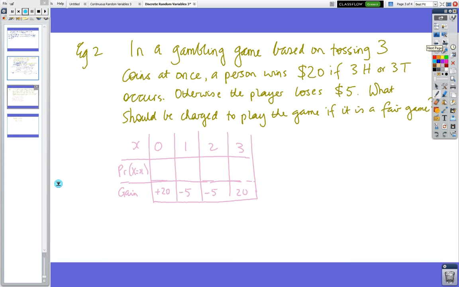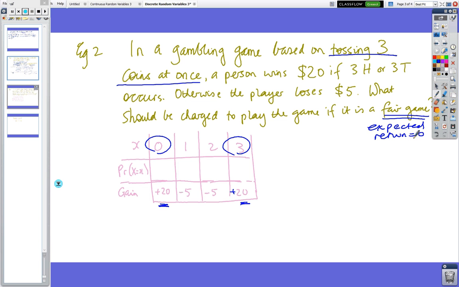Okay, so we've got a gambling game based on tossing 3 coins at once. If the person gets no heads or 3 heads, they win $20 each, so it's plus 20. Any other number loses 5. What should be charged to play the game if it's a fair game? When you see a fair game, that means the expected return is 0.